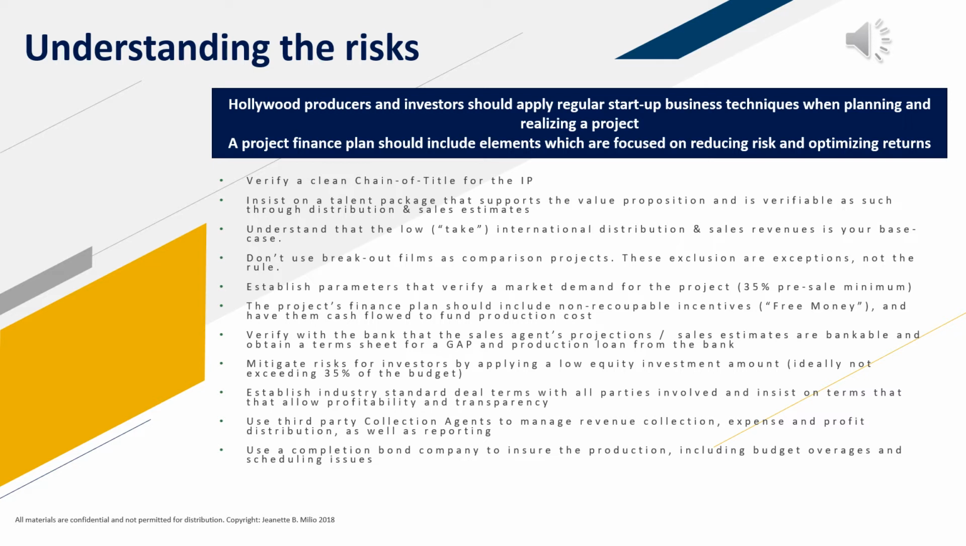We're going to talk about the fact that we will insist on a collection agent taking care of all the revenues and managing all the expenses and profit distributions, as well as the reporting to all the parties that have invested in the film and that are part of the film in whatever form that relates to profit participation or recoupment. We will use a completion bond company to ensure the production, which is an insurance company that ensures the on-time and on-budget production of our project, which means we will not carry any risk in case of overages.